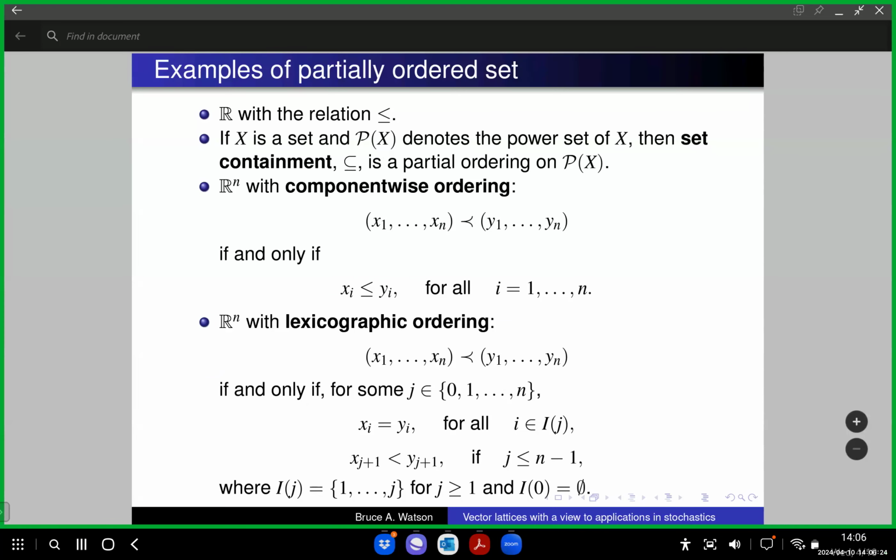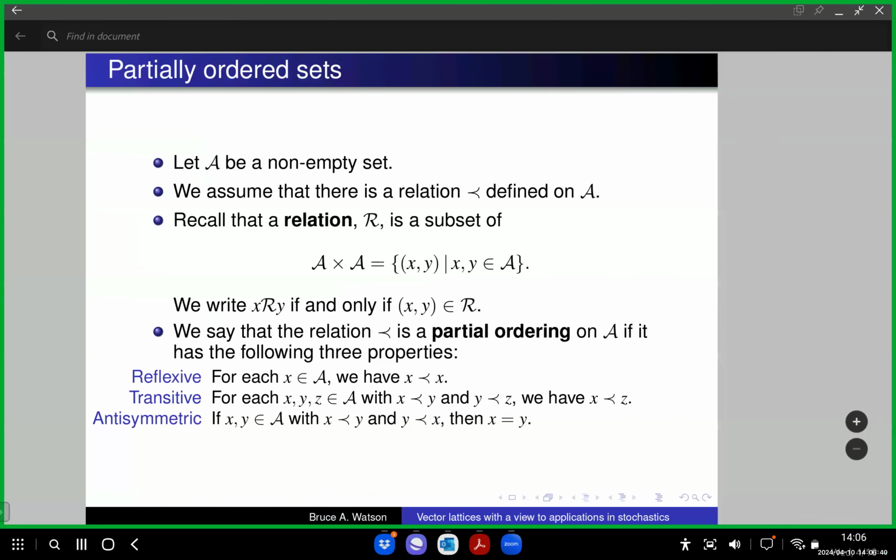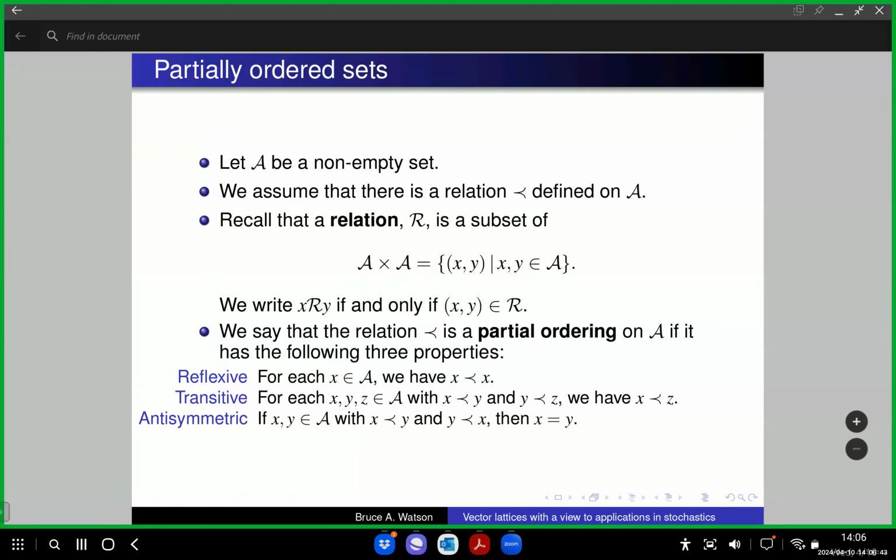The most well-known and easiest is the real number system with the relation of less than or equal to. Let's have a look here. Each real number is less than or equal to itself. If you have three real numbers where one real number is less than or equal to your second real number and your second real number is less than or equal to your third one, then the first one is less than or equal to the third one.